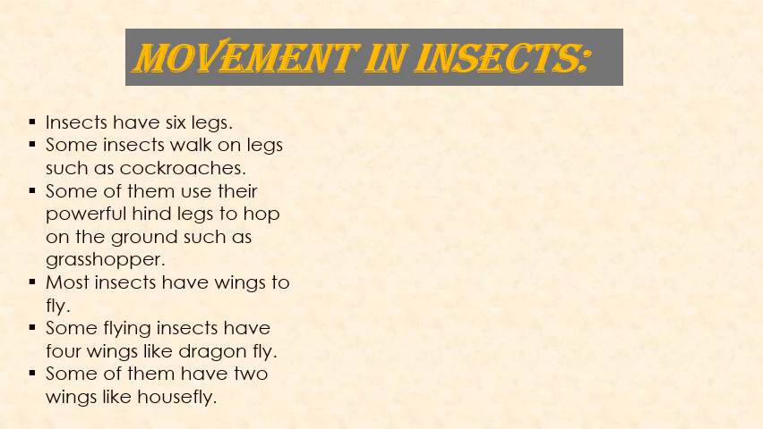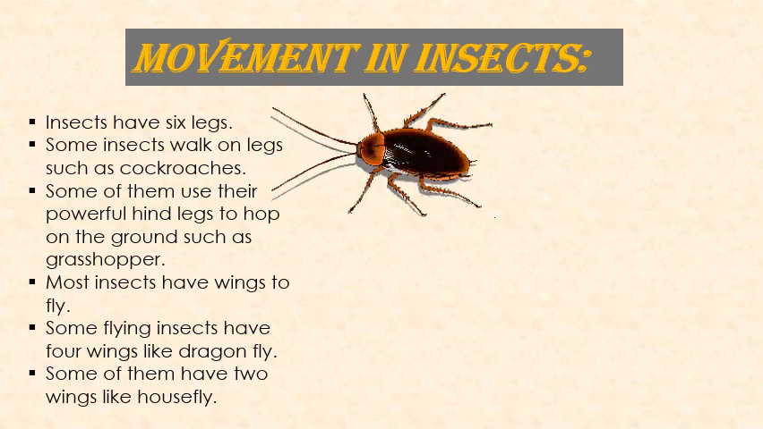So here are some of the points for you. Insects have 6 legs, and this is the key point for you. Some insects walk on legs, such as cockroaches. Here you can see, cockroaches run or walk with the help of their limbs or legs. They usually do not fly.